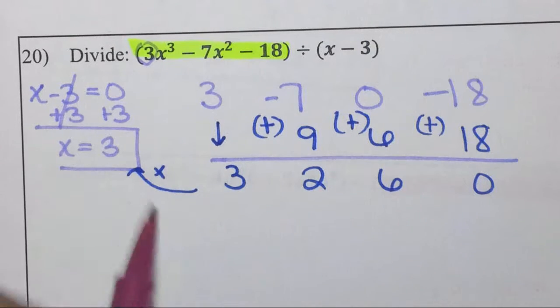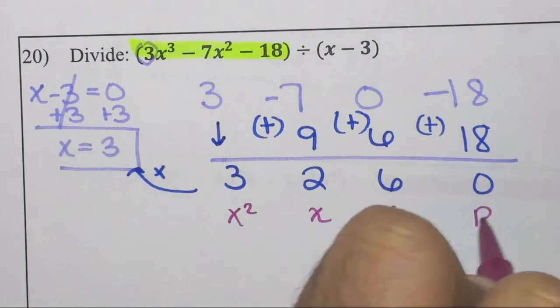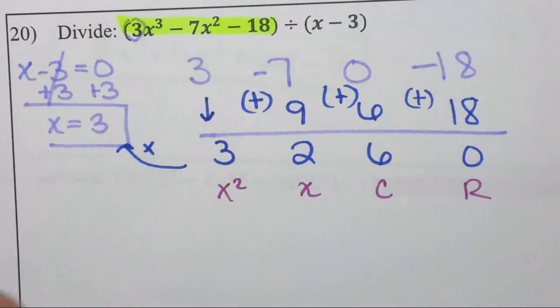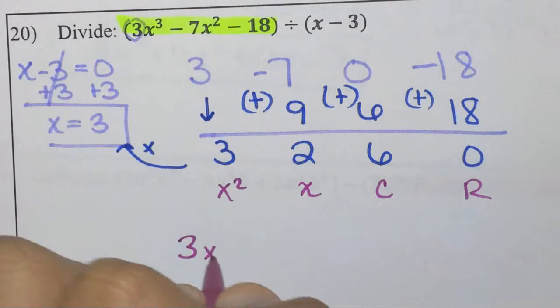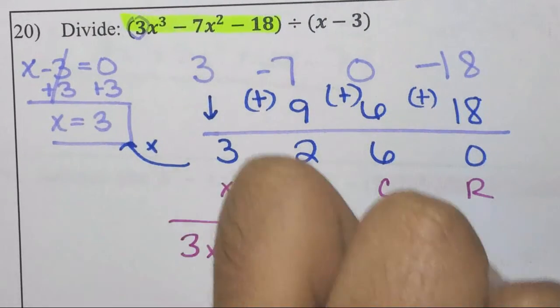So you start one power less, so this is x squared, this is x, this is constant, this is your remainder. So your official answer is 3x squared plus 2x plus 6.